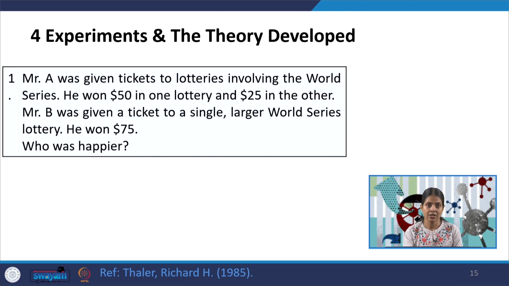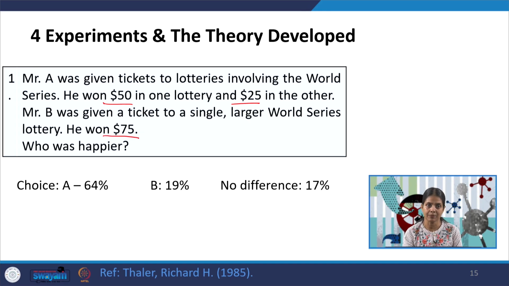Now, this is the first experiment. Mr. A was given tickets to lotteries involving the World Series. He won $50 in one lottery and $25 in the other. Mr. B was given a ticket to a single larger World Series lottery, he won $75. Who was happier? So, again see that the financial implications are the same. In the case of Mr. A, two things are happening in his life. So, he is winning it twice, once 50 and then 25, and one thing is happening in Mr. B's life. So, he is just winning one amount, which is 75.